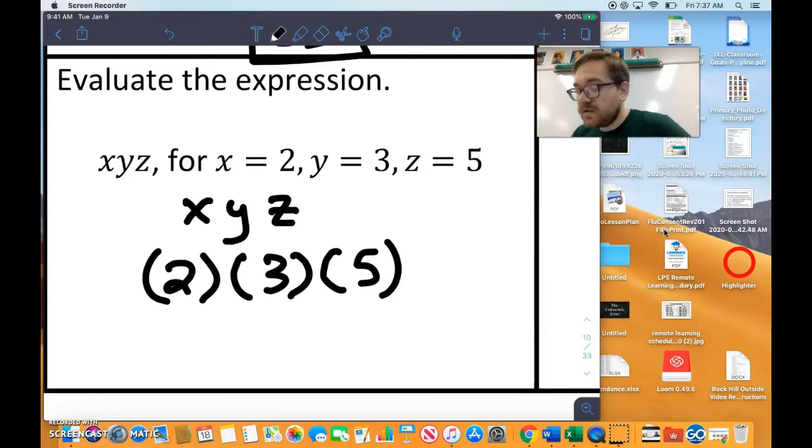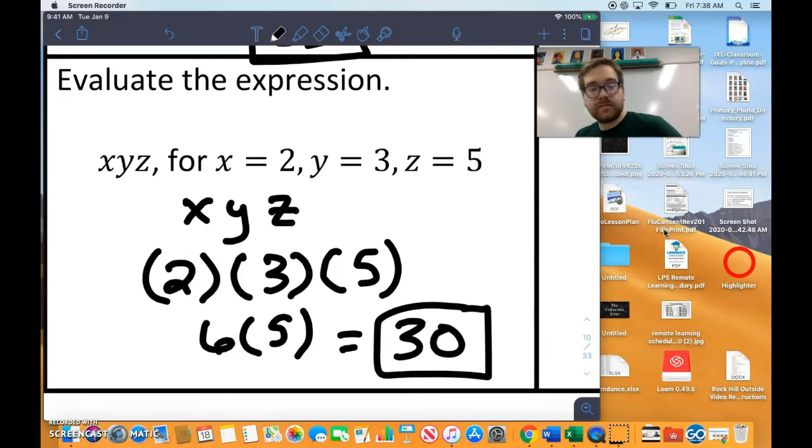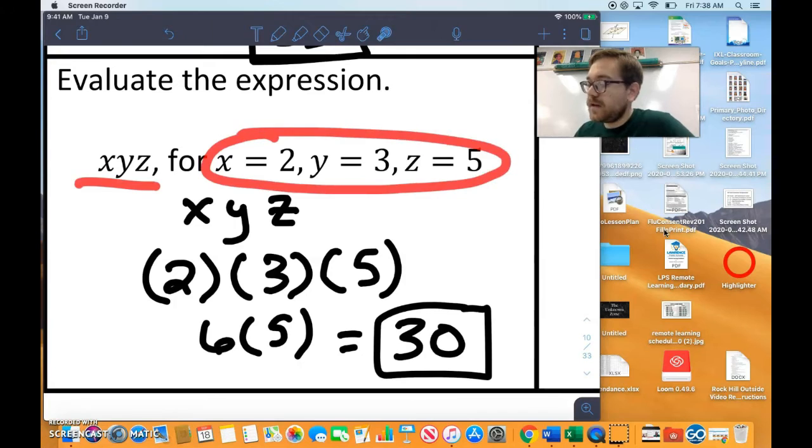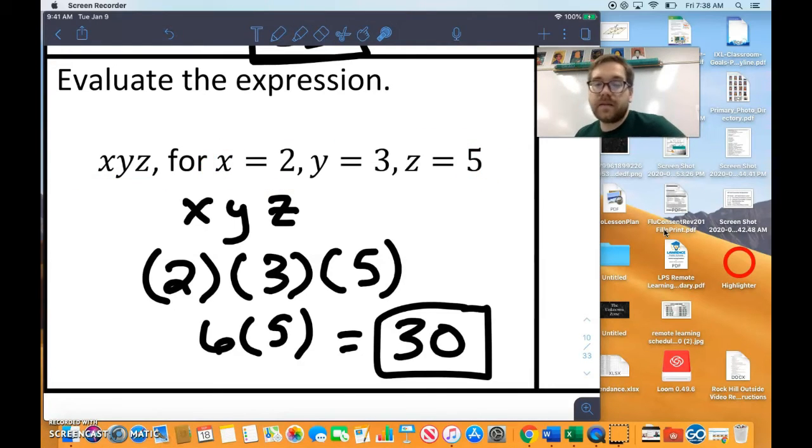So this is 2 times 3 times 5. We'll just take it one at a time. Let's do 2 times 3 first. 2 times 3 is 6, and then it's still times 5. And then 6 times 5 is 30. So we had our expression up here. We were told what all the variables are equal to, and so we plugged them in right here. Let's look at one last example.